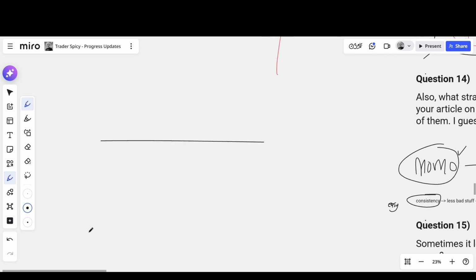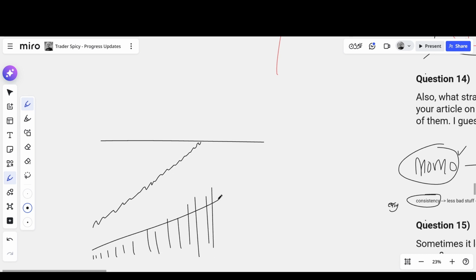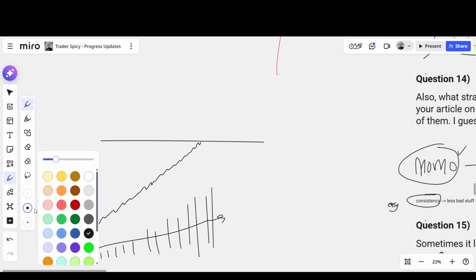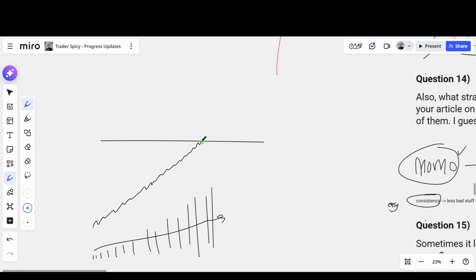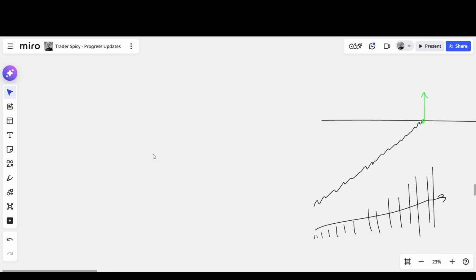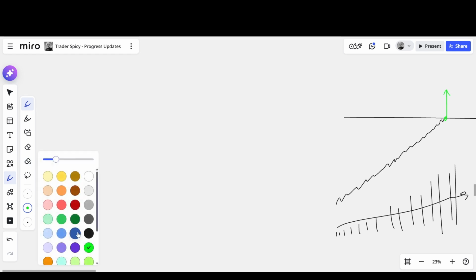Imagine we've got a level. Imagine we've got a giant slow grindy staircase coming into that level. And also let's pretend that the volume on average is increasing over time. So it literally looks perfect to take for a momentum trade. So what do we do? We just take the momentum trade. Easy.